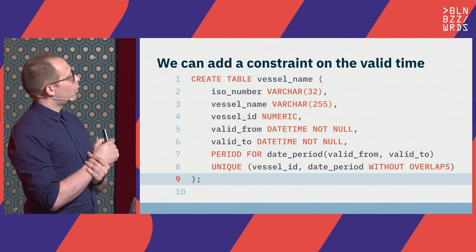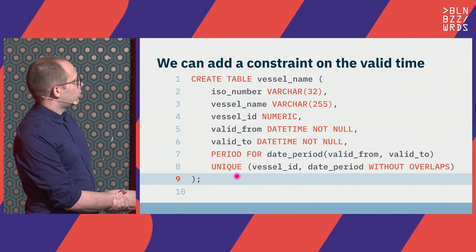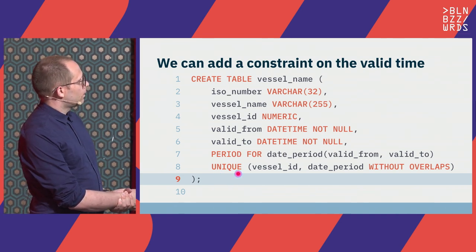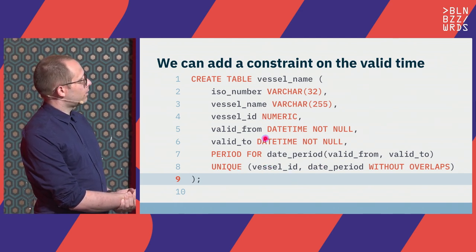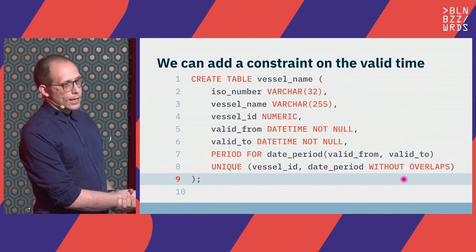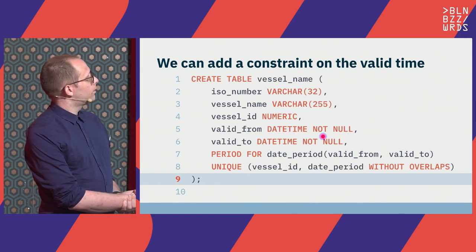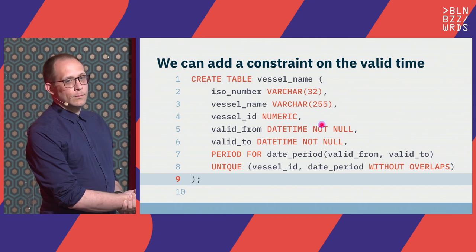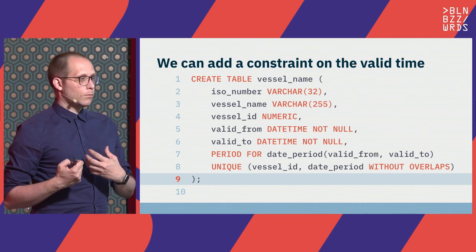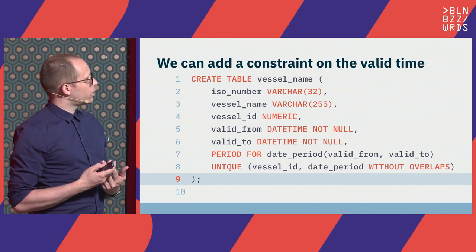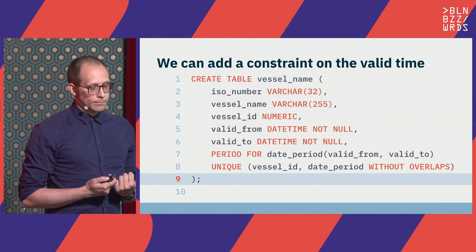This helps us because now we can create a constraint on the valid time with a statement, oh, this highlight should be one line more up, unique key on vessel ID and on the date period. So I don't need to include valid from and or valid to into the unique key without overlaps. And this makes sure that the valid from and valid to validities we enter into the table for each vessel ID may not overlap. So we cannot create that bad situation that we have two valid names for one vessel at one point in time. This is an insertion check, and this will prevent us from inserting this. So this helps us quite a lot in maintaining our data integrity.